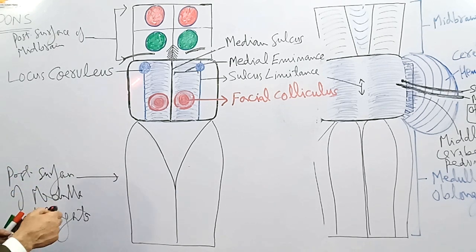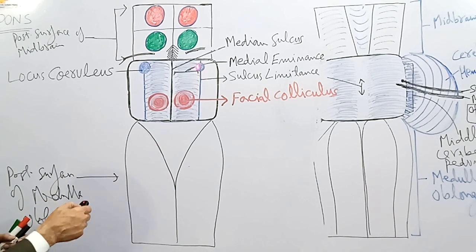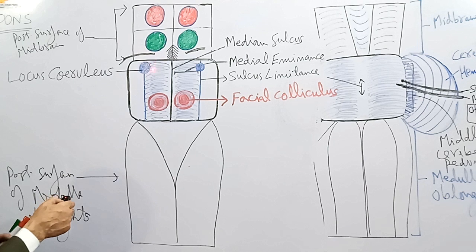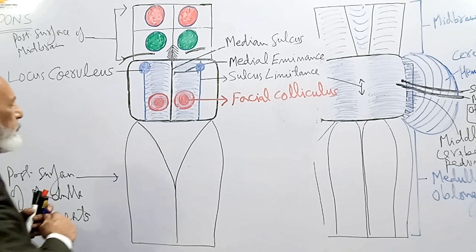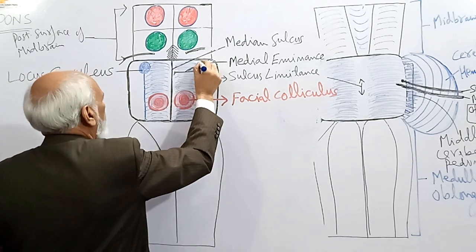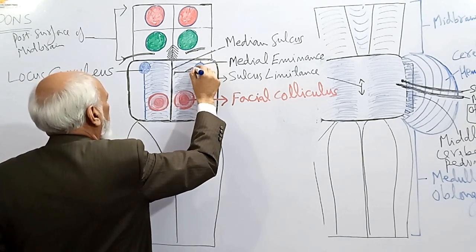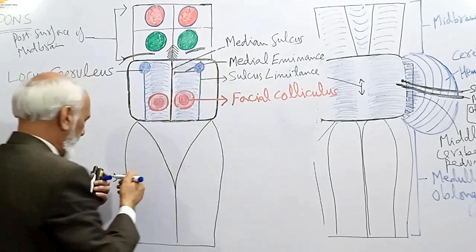Again, I will repeat, at the upper end of the sulcus limitans, on each side, there is a blue area known as the locus coeruleus. It can be seen with naked eye, especially in fresh specimens, because here the neurons contain melanin pigment, which gives visibility to these areas with naked eye, locus coeruleus.